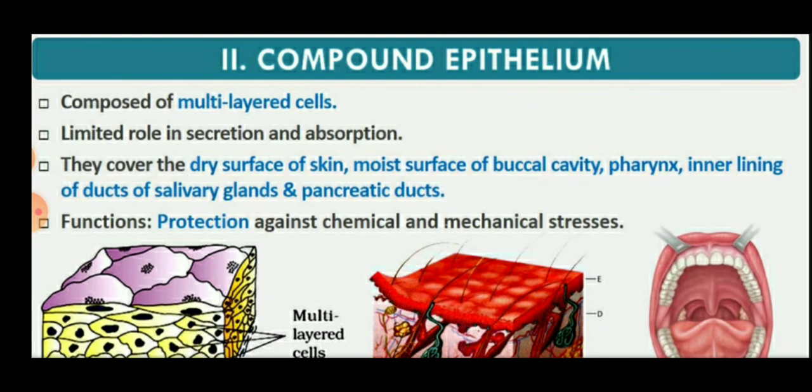So children, the second type is the compound epithelium. They are composed of multi-layered cells and have a limited role in the secretion and absorption process. They cover the dry surface of the skin, the moist surface of the buccal cavity, the pharynx, and the inner lining of the ducts of the salivary glands and the pancreatic ducts, so the function is protection against chemical and mechanical stress. So children, today we have completed the epithelial tissue.